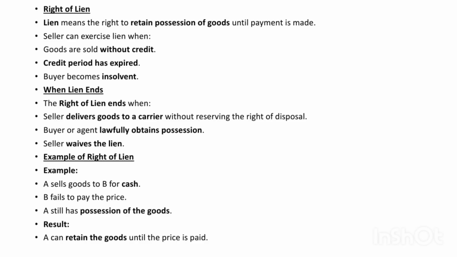So let's see when the seller can exercise lien. First, goods are sold without credit, that is, a cash sale. The buyer must pay immediately. Second, the credit period has expired. If the contract gave 30 days credit and the buyer still hasn't paid on day 31, the lien revives. The third is the buyer becomes insolvent. That is, even if the credit period is running, if the buyer gets bankrupt, the seller can immediately exercise lien.